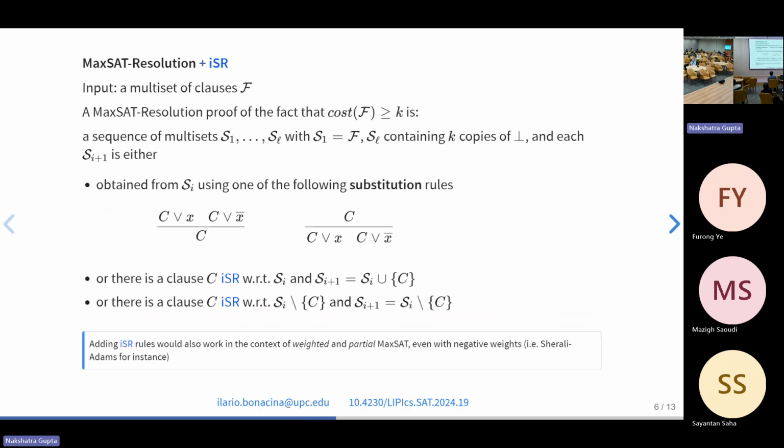Okay, so another comment is that adding these rules, of course, you could add IPR, ISPR, whatever other redundancy rules you want. It gives a different system. And adding these rules will also work in the context of weighted and partial MaxSAT, also with negative weights, which is another way to say Sherali-Adams or unary Sherali-Adams.